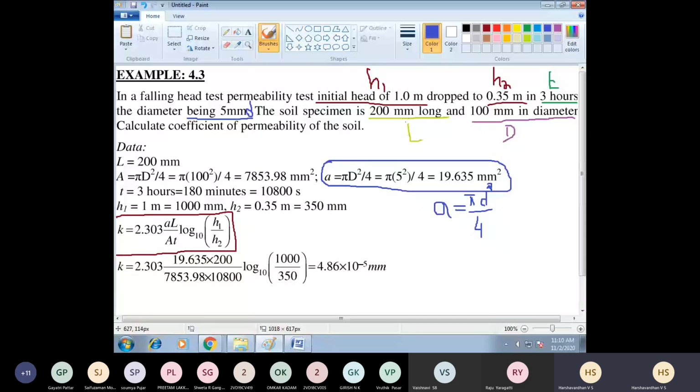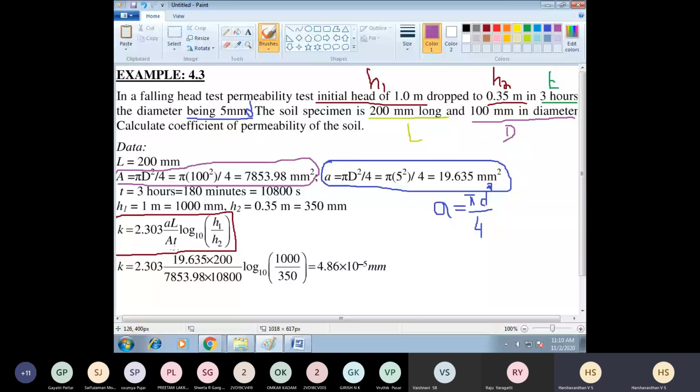Next, L is the length of the soil sample. It is 200 mm long. So L is directly given. It is 200 mm. Capital A is area of soil specimen. Now area of soil specimen is not given. The soil specimen is 200 mm long and 100 mm in diameter. So diameter is given. You have to calculate the area. So area of soil specimen is pi d square by 4.